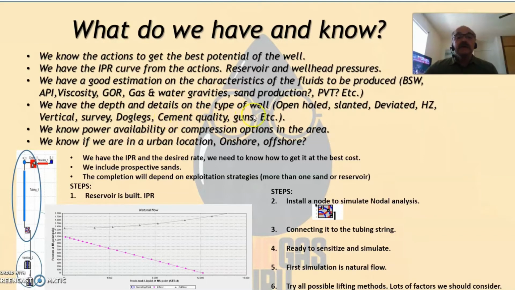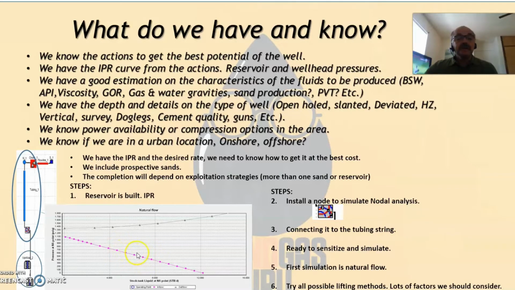How do we shoot the well? We know if we have electricity, or options for gas compression, and whether we are offshore or onshore. So we are ready to produce the potential of the well. For that we use a nodal node at the bottom, and we see that when we don't install any lifting system, the well is not producing. You can see the transportation curve and the IPR are not crossing. So we are ready to produce the rate that the team decided we should produce.